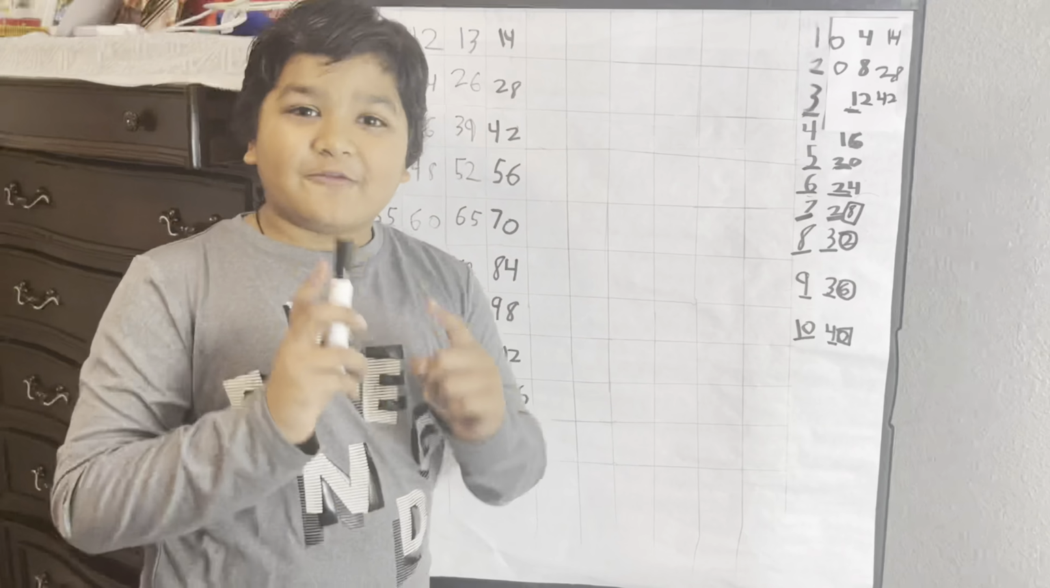And 15 times 8 equals 120. 15 times 9 equals 135. 15 times 10 equals 150. And now I'm going to be telling you guys the easy way for 15.